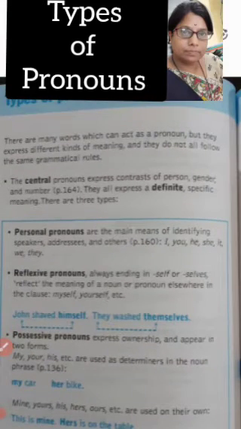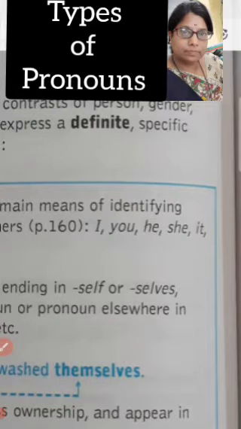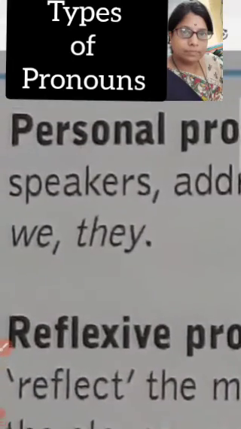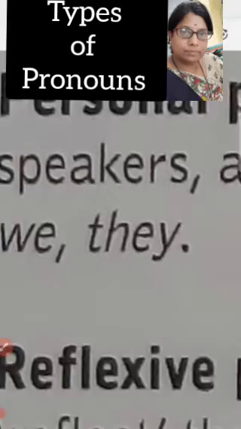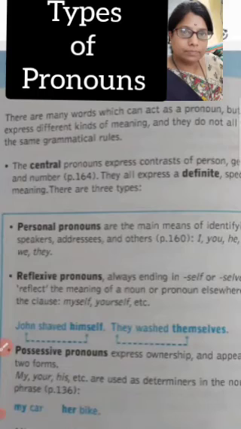So such pronouns that identify these speakers, the listeners, and the others are known as the personal pronouns. For example, the pronouns like I, you. I is first person, you second person, he, she, it third person, we first person but plural, and they third person and plural. So these are the personal pronouns. The first type of pronouns are called the personal pronouns.